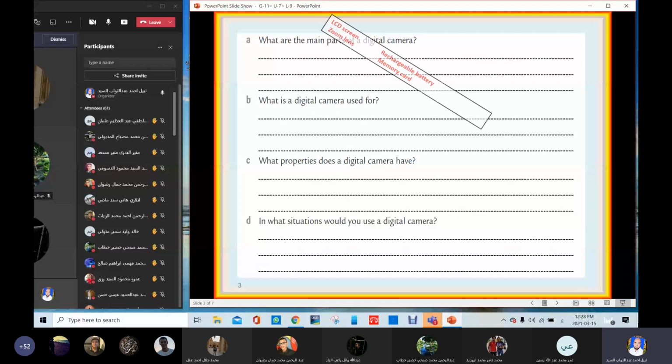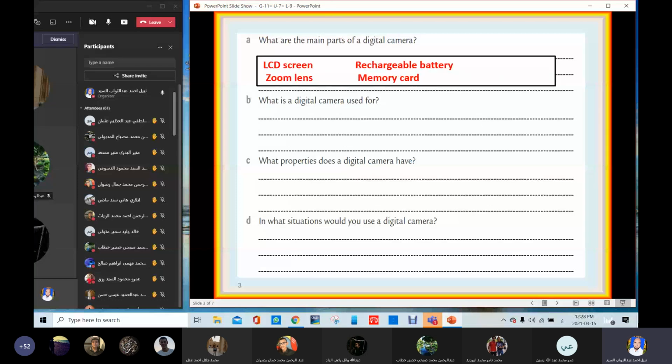Muhammad Ahmed Ramadan, what is the digital camera used for? To take pictures and record video clips. Very good. So used for, don't forget to use -ing. A digital camera is used for taking pictures and recording video clips.